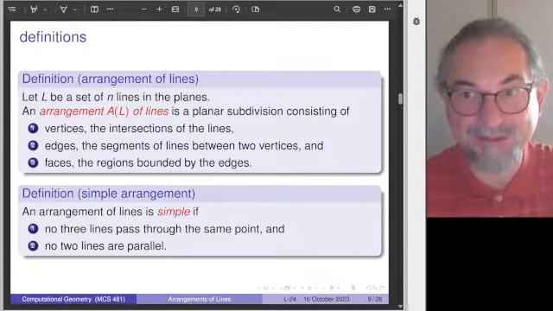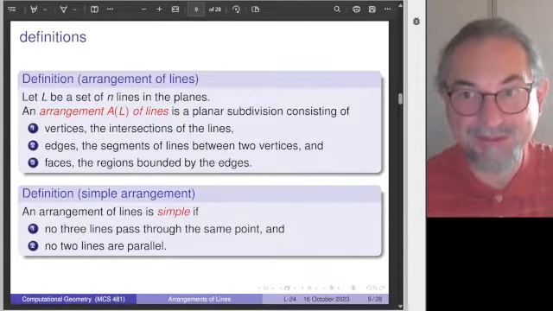Why? Because if we have parallel lines, we have fewer vertices. We also have fewer faces, most likely. So everything that is not simple will actually have fewer output in our subdivision. Okay, so here is the first main result. The first statement, on the number of vertices, I already indicated with the 5 lines: 5 times 4 divided by 2.